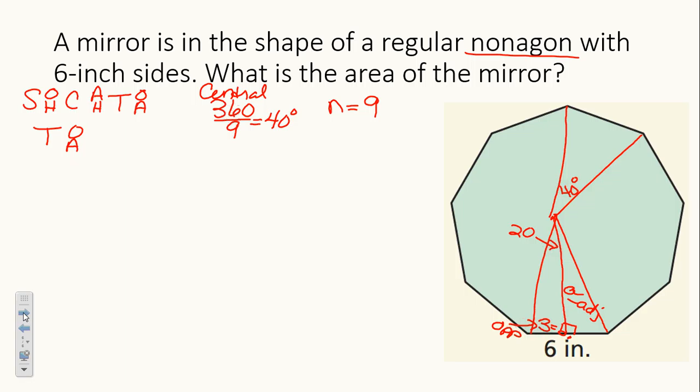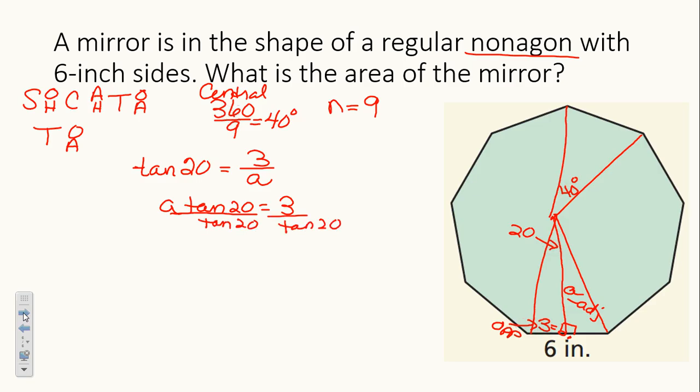So we know we have opposite and we are looking for adjacent. That means we're using the tangent of 20. Tangent of the angle equals the opposite divided by the adjacent. So we want to get the A by itself, right? It's currently being divided. What's the opposite of division? Multiply. If we cross multiply here, A times the tangent of 20 is equal to 3. Now A is being multiplied by the tangent of 20, so we have to divide. So A is 3 divided by the tangent of 20.